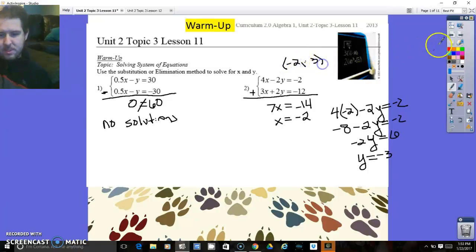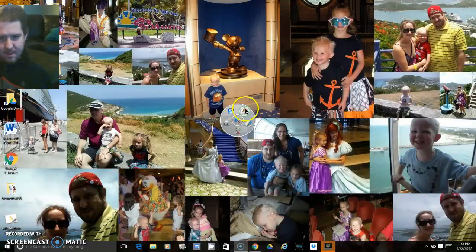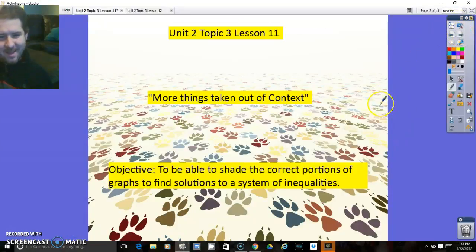All right, so we're going to get into inequalities now. Oh, it wouldn't let me make the negative sign. Okay, try that again.